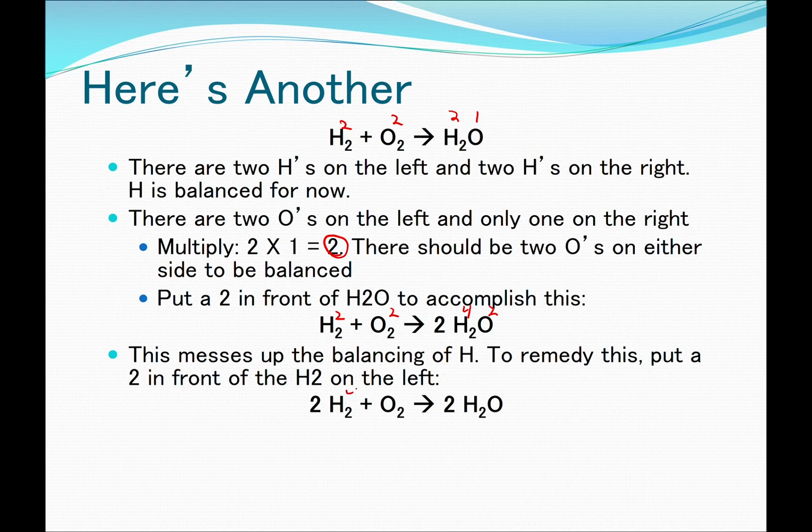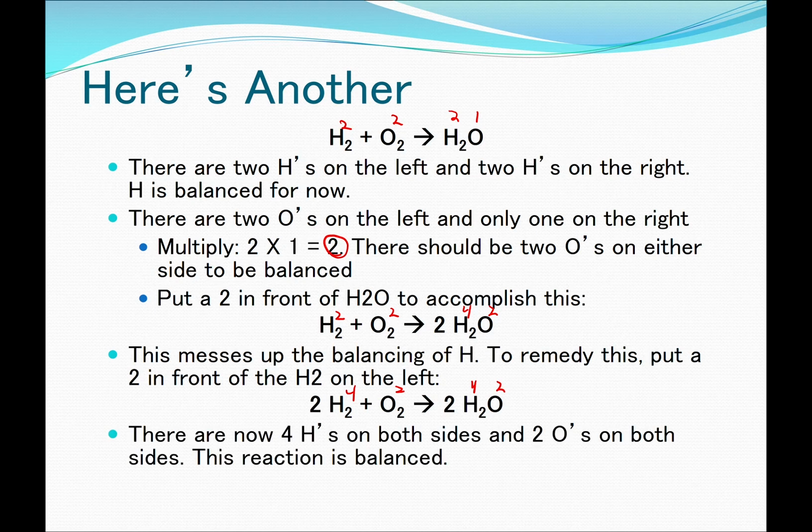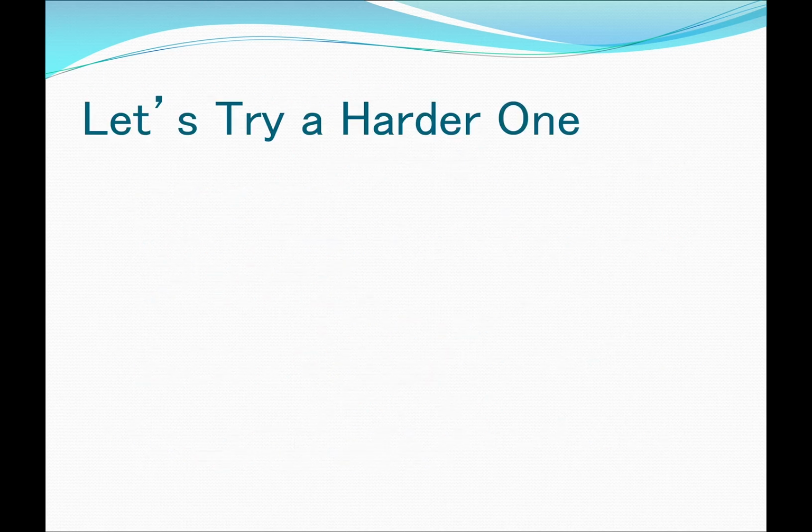2 times 2 gives us 4. O2, there's 2 there. 2H2, that's 4, and 2O would be 2. Now we're left with 2 oxygens on both sides and 4 hydrogens on both sides. So now this equation is balanced.